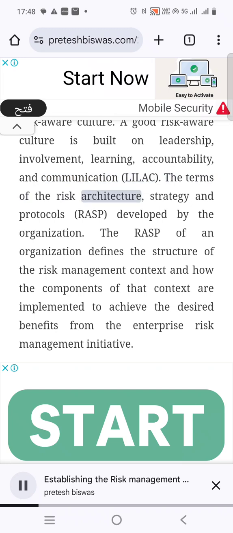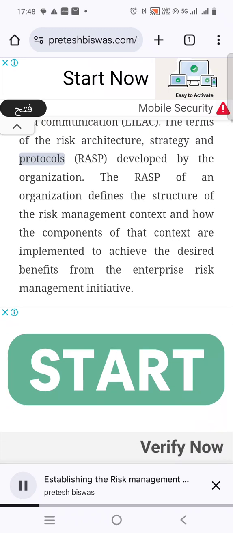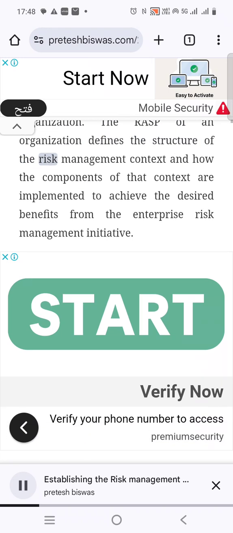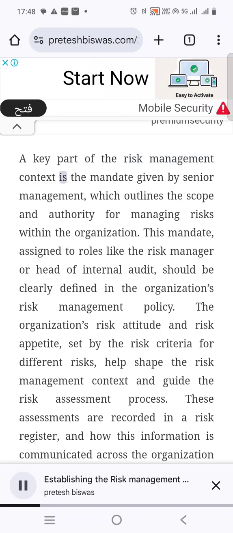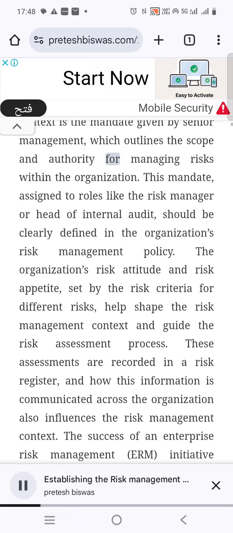The terms of the risk architecture, strategy, and protocols, RASP, are developed by the organization. The RASP of an organization defines the structure of the risk management context and how the components of that context are implemented to achieve the desired benefits from the Enterprise Risk Management initiative. A key part of the risk management context is the mandate given by senior management, which outlines the scope and authority for managing risks within the organization.